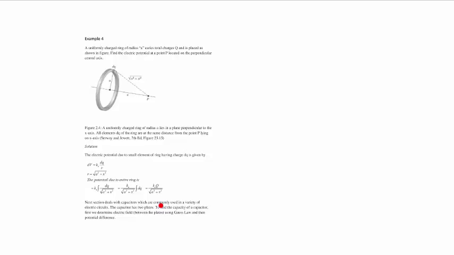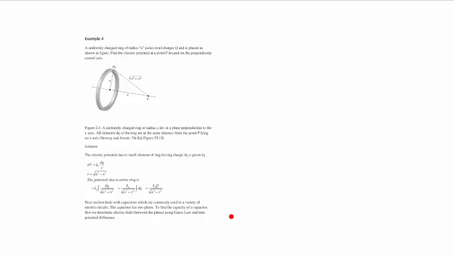It says a uniformly charged ring of radius a carries total charge Q and is placed as shown in the figure. Find the electric potential at a point P on the perpendicular central axis. Okay, so the question is asking us to find the electric potential.